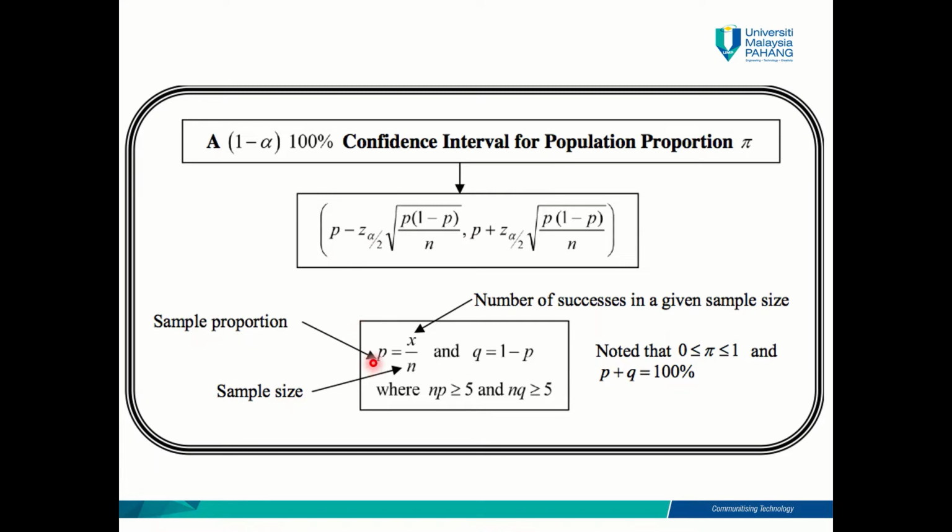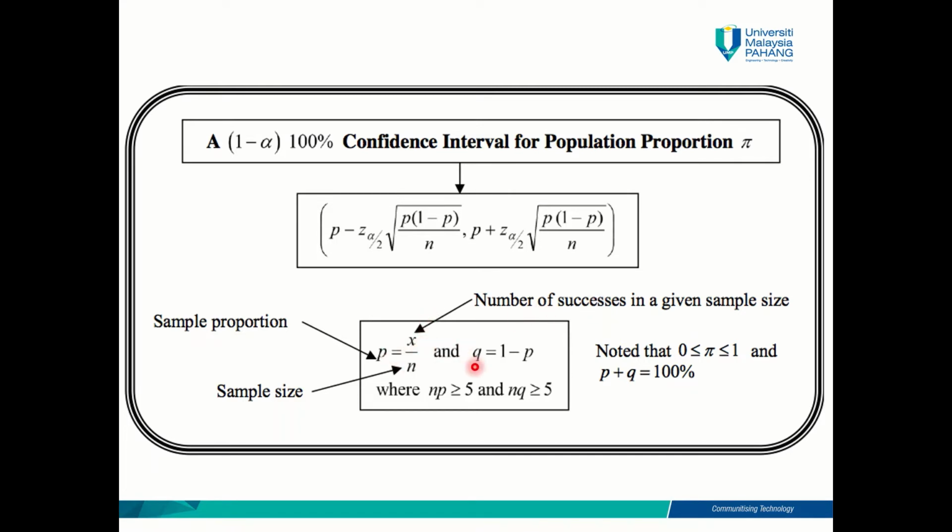Okay, so P here is the sample proportion, and the formula to get P is X over N. X here is the number of successes in a given sample size, and N here is the sample size. For example, just now, 100 students divided by 500. So 100 is the number of successes, which is the number of COVID-19 infected students. So that is one example.